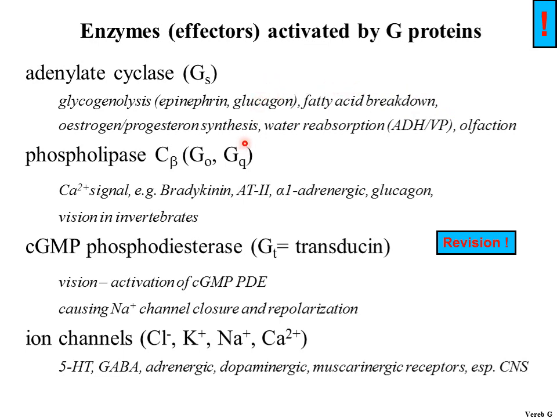Also, G stimulatory proteins can stimulate estrogen and progesterone synthesis in the female genitalia, and then one last example for stimulatory G proteins would be the regulation of water reabsorption in the kidneys, which is regulated or enhanced by the antidiuretic hormone, or in other name, vasopressin.